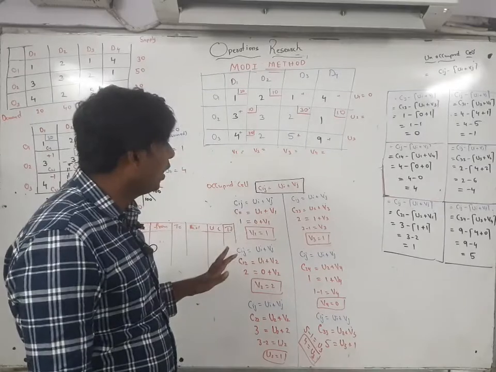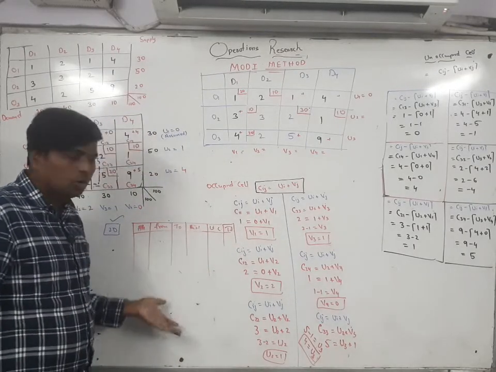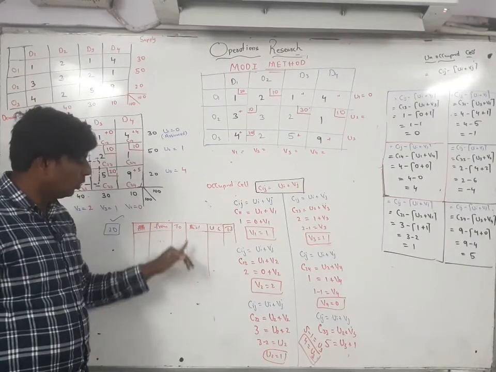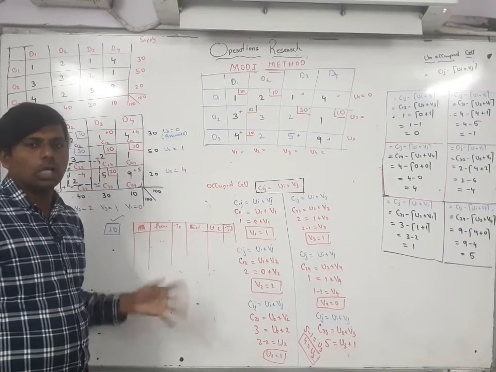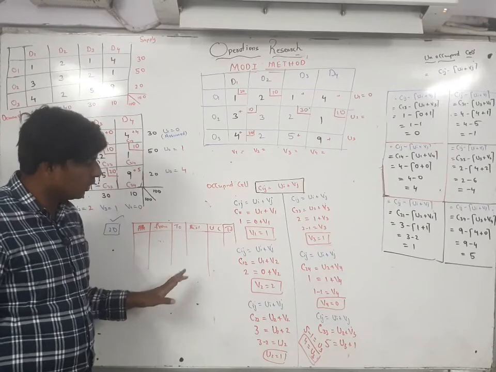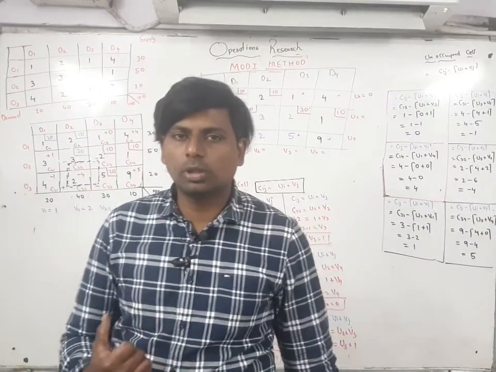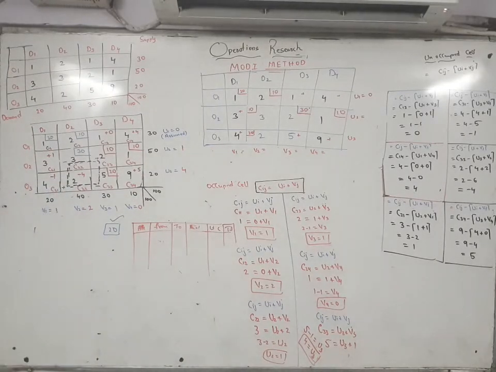Like this you have to find whenever the MODI method is given. Why am I not solving this one? You already know this. Allocated, from, to, number of units, unit cost, then total cost. Like this you have to solve. That's why I am not solving this one. You can solve this easily. If you see the previous videos also, you will easily get the answer for the occupied and unoccupied cells.